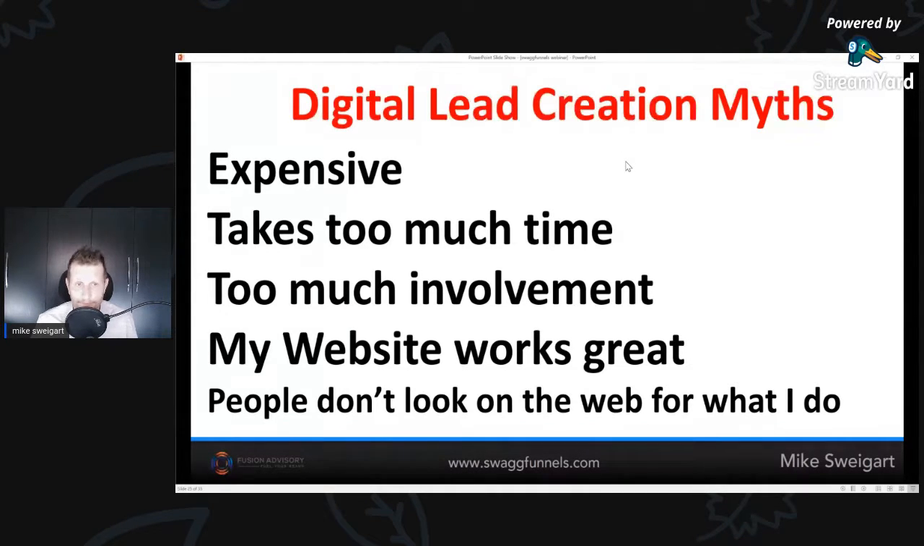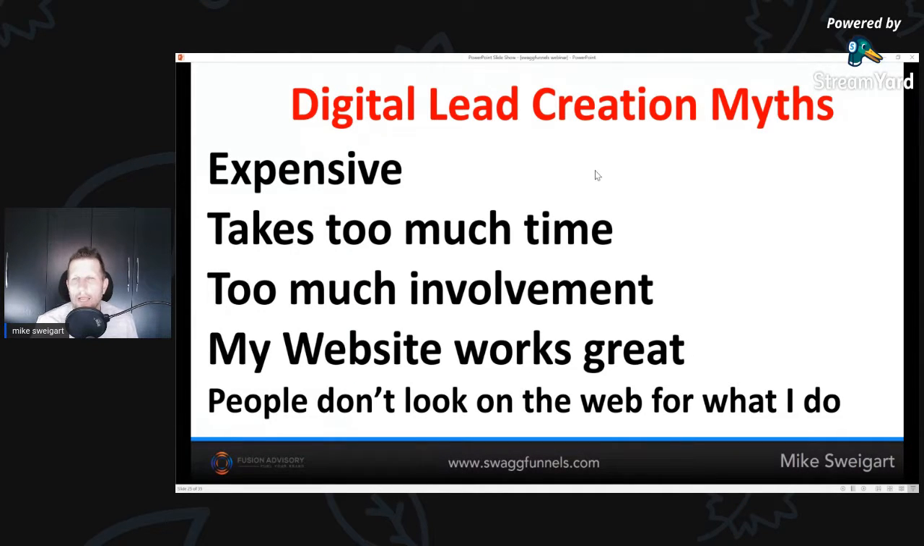Expensive, guys. These landing pages are much, much less than what they used to be years ago. Time-wise, the time it takes to do this is a fraction of what it was just five or six years ago.